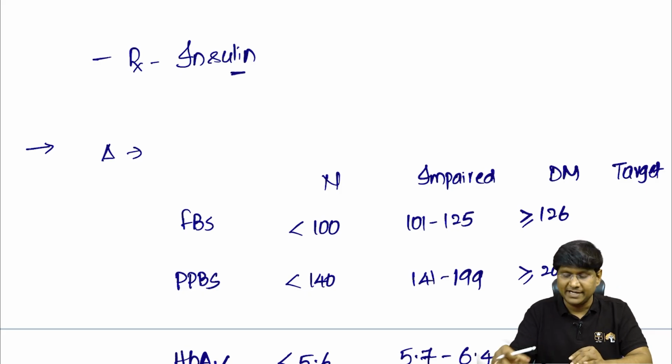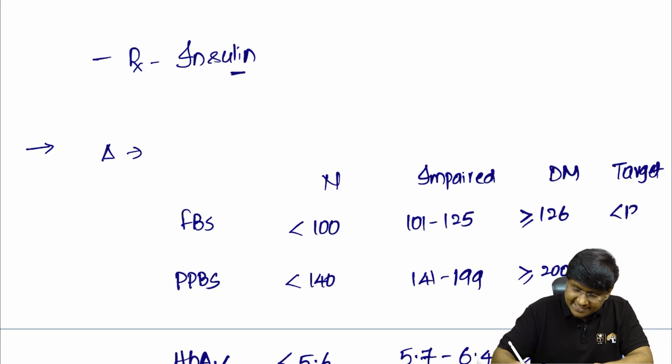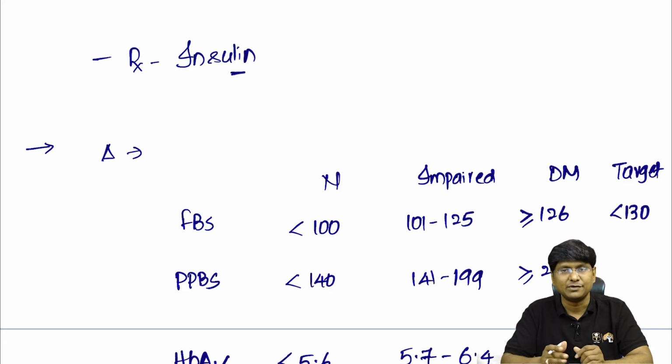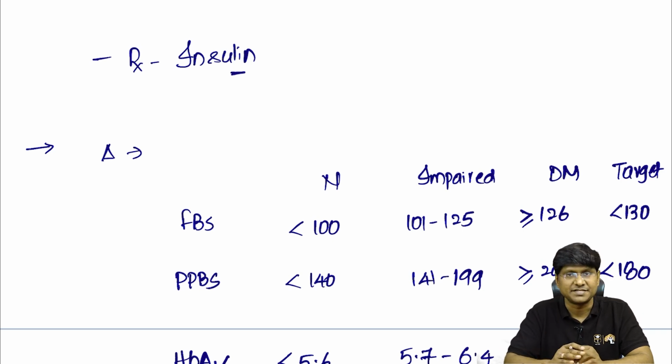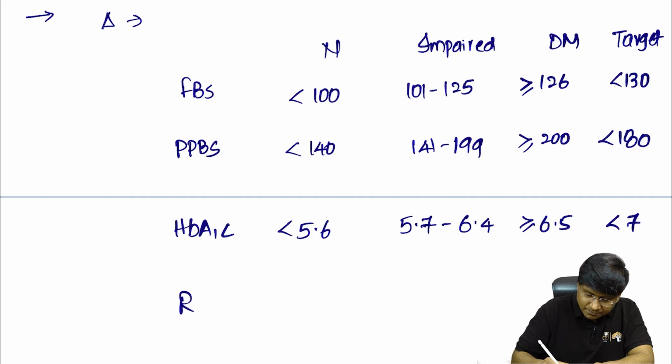And what will be the target values? The target value of the FBS should be less than 130. What do you mean by the word target value? That means in an already known diabetic, how much should the values be? Okay, so FBS should be less than 130, PPBS should be less than 180 milligrams per deciliter, and HbA1c should be less than 7%.